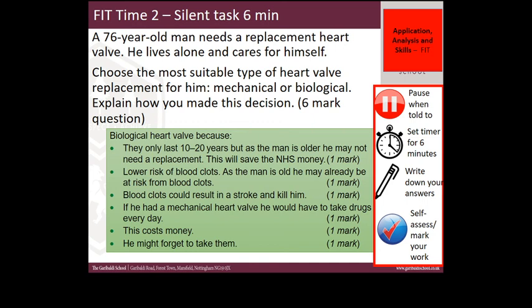If he had a mechanical heart valve, he would have to take drugs every day. Remember, he lives alone and cares for himself. He might forget to take them. But also, these extra drugs every day will cost more money because he will have to take them every day. So therefore, it will cost the NHS even more money. So you can kind of see how a surgeon or doctor might look at a patient and decide which valve they might need.